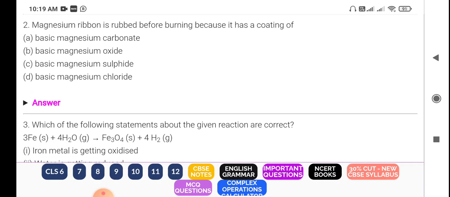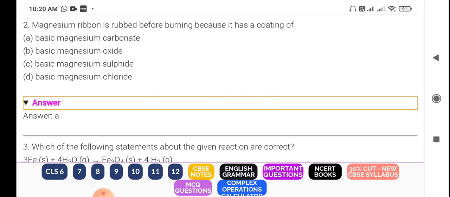Second question: magnesium ribbon is rubbed before burning because it has a coating of A, basic magnesium carbonate, B, basic magnesium oxide, C, basic magnesium sulfide, D, basic magnesium chloride. So here the answer is A, basic magnesium carbonate. Magnesium ribbon is rubbed before burning because it has a coating of basic magnesium carbonate.